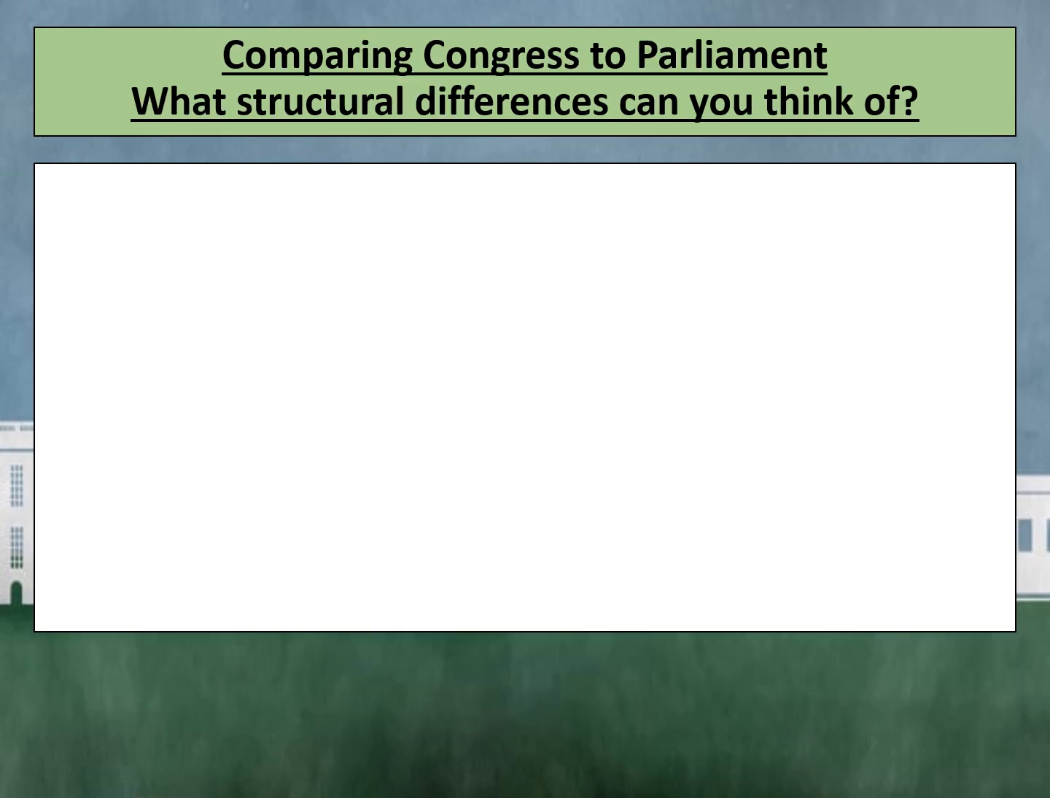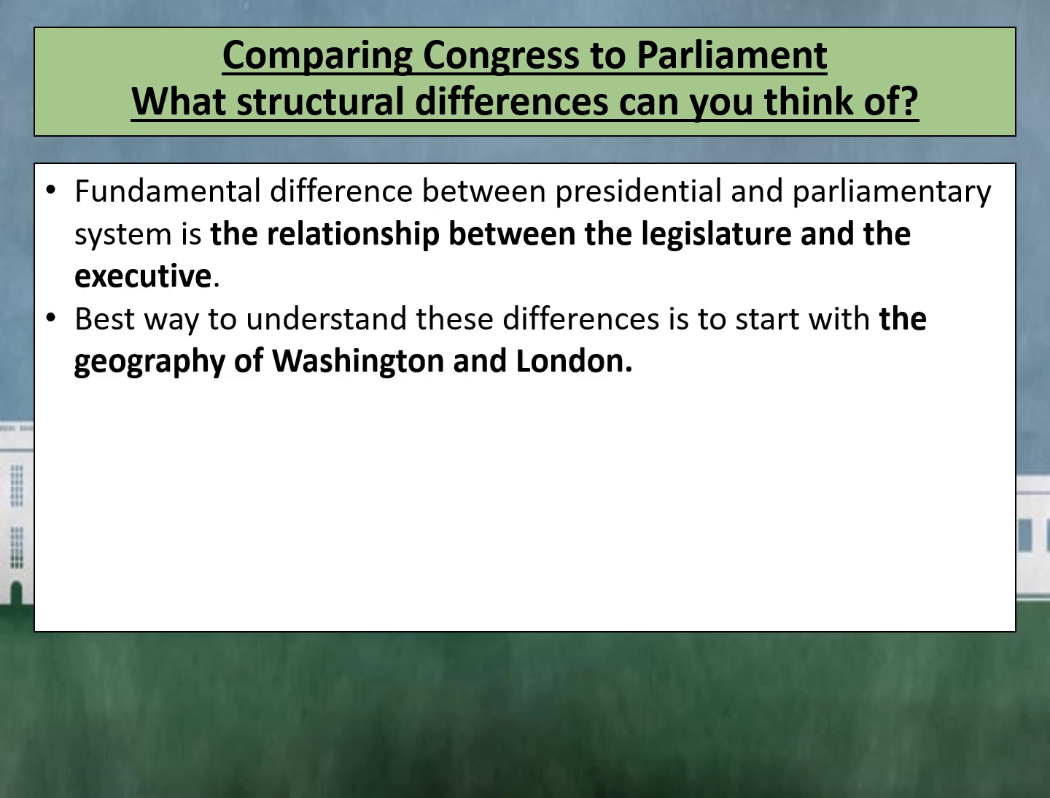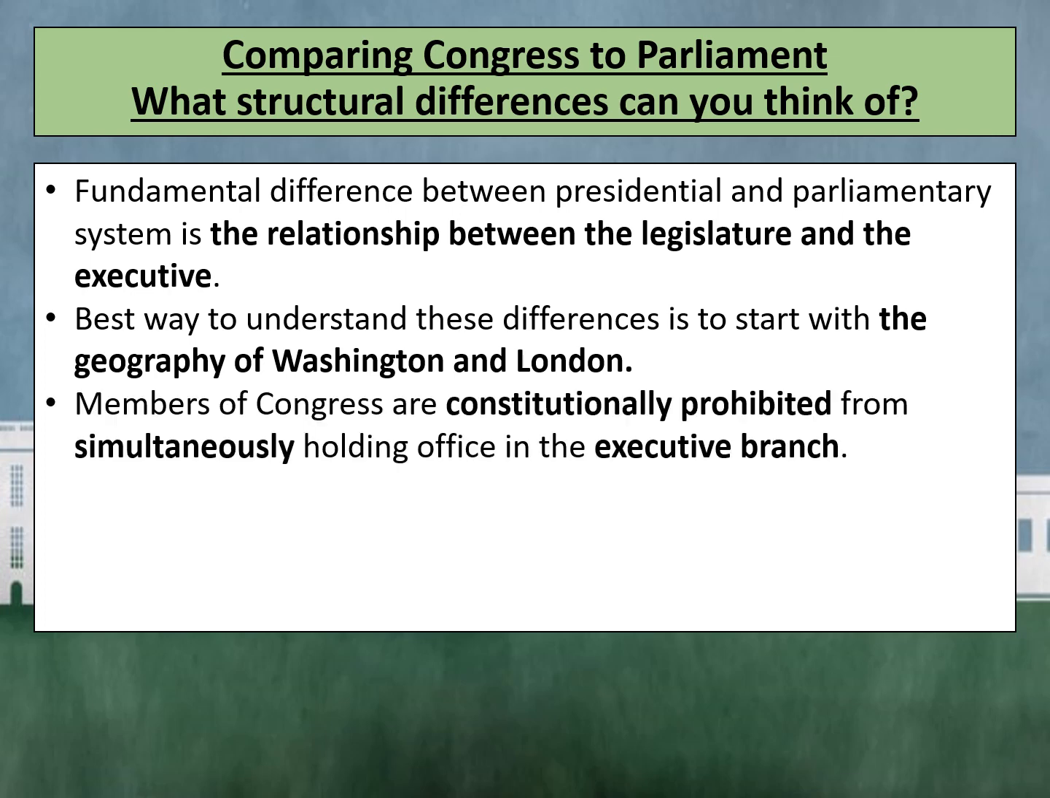Comparing Congress to Parliament, we're going to start by thinking about structural differences. There's the fundamental difference between presidential and parliamentary systems, and it's the relationship between the legislative and the executive branches. The best way to understand these differences is to start with the geography of Washington and London.